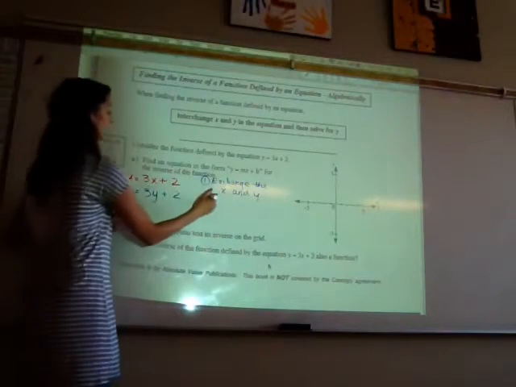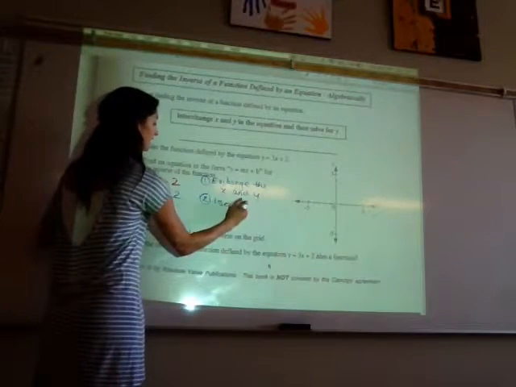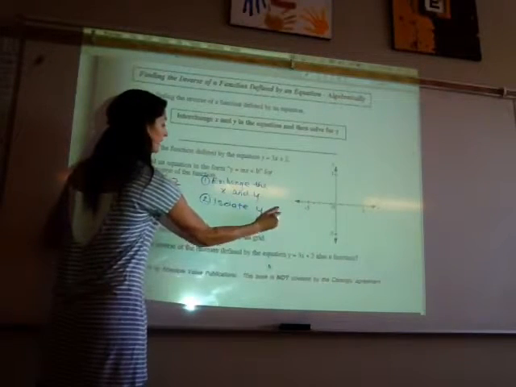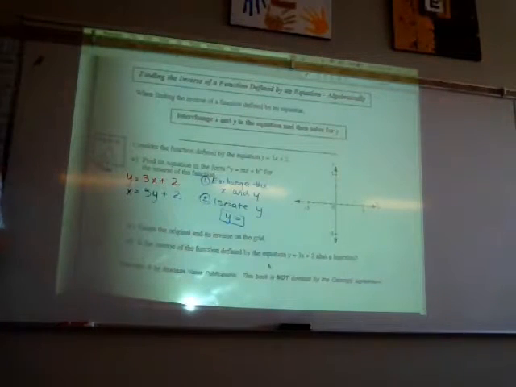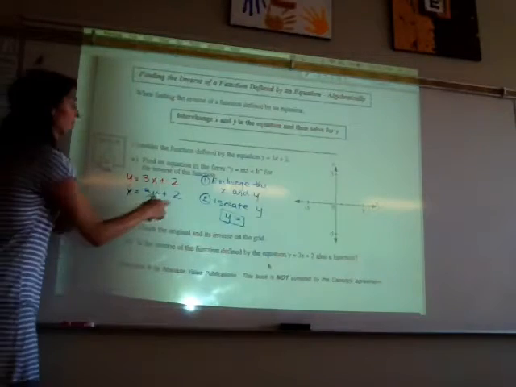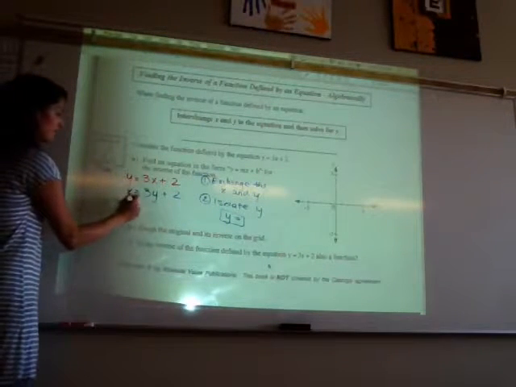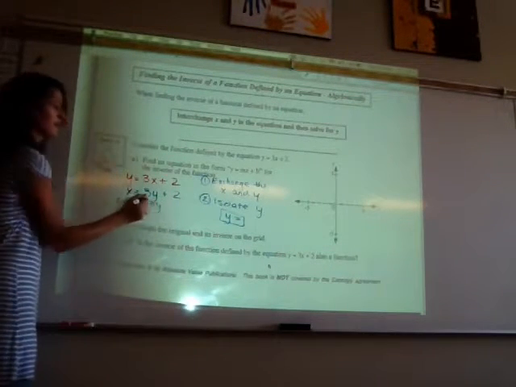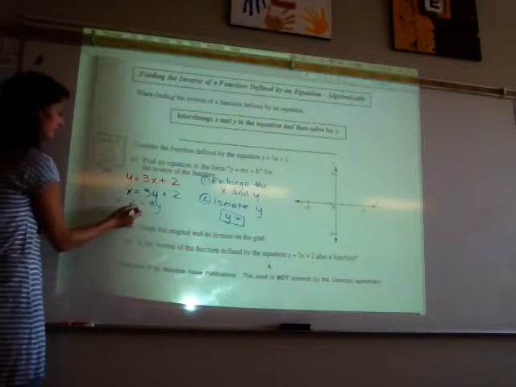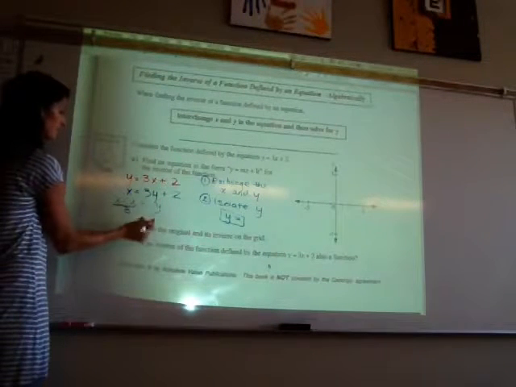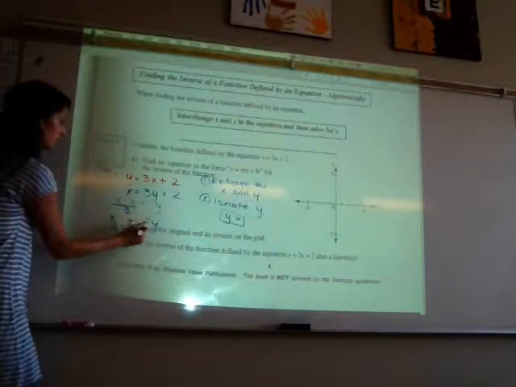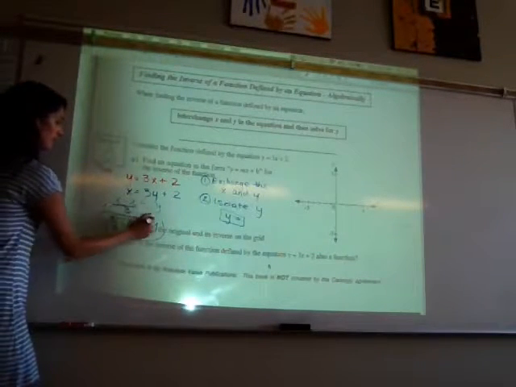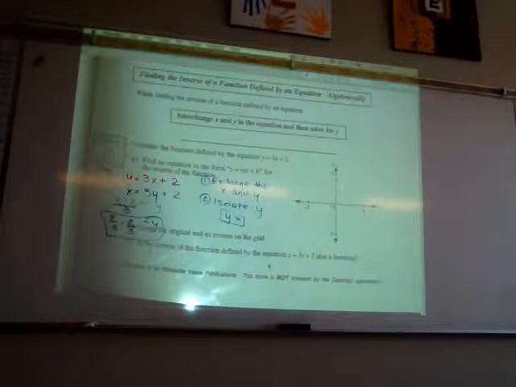The second step is you're going to isolate y, and then essentially you want a y equals equation. Okay, so isolate y means solve for y. To do that, we have to subtract 2 over, and then we're going to divide by 3. So y equals x over 3 minus 2 over 3. That's our inverse function.